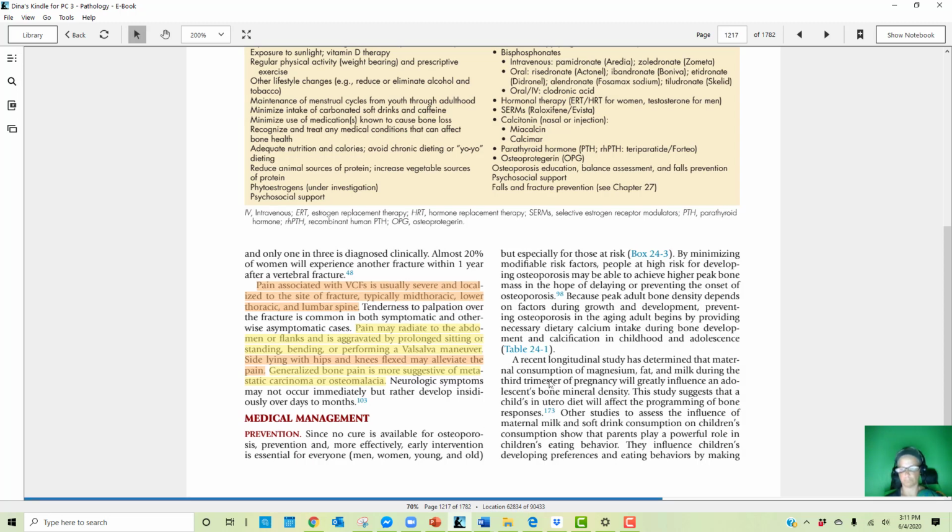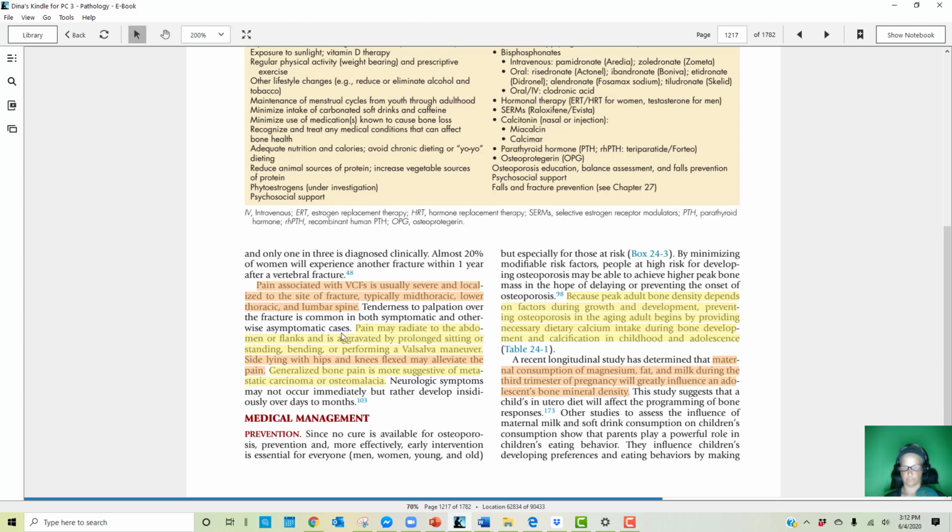Because peak adult bone density depends on factors during growth and development, preventing osteoporosis in the aging adult begins by providing necessary dietary calcium intake during bone development and calcification in childhood and adolescence. Table 24.1. A recent longitudinal study has determined that maternal consumption of magnesium, fat, and milk during the 3rd trimester of pregnancy will greatly influence an adolescent's bone mineral density. This study suggests that a child's in utero diet will affect the programming of bone responses.